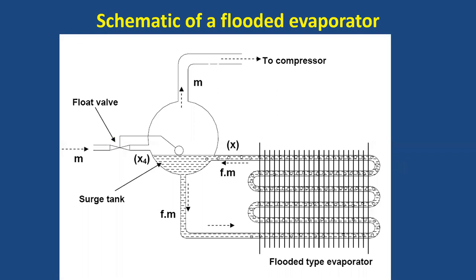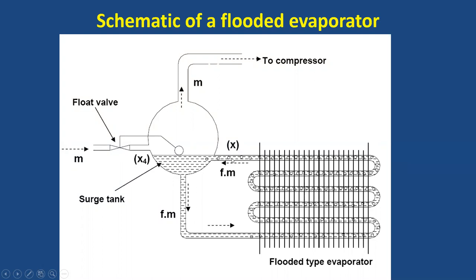Now, first of all, we'll see the construction and working of the flooded evaporator. This is a generic diagram of a flooded evaporator, where the evaporation is taking place inside the tube. This is an evaporator coil, and this is coming from the condenser. Now this is associated with a float type expansion valve. When the level decreases, flow starts, and when flow takes place through this expansion valve, it expands and its pressure and temperature reduce. Then a constant level is maintained.